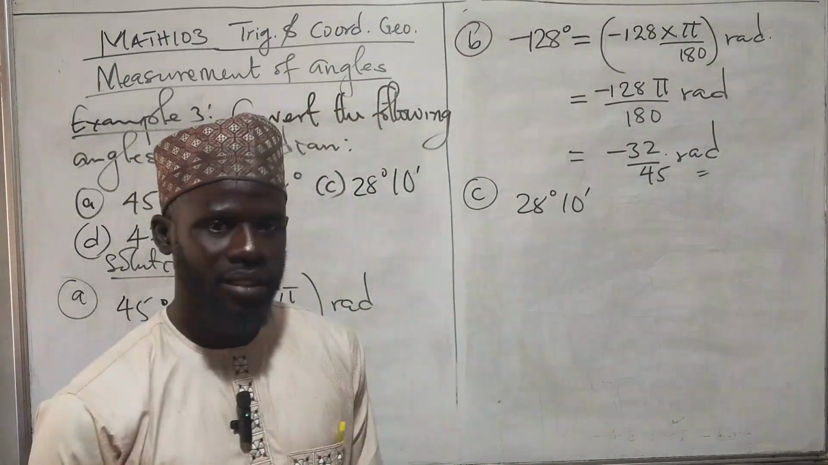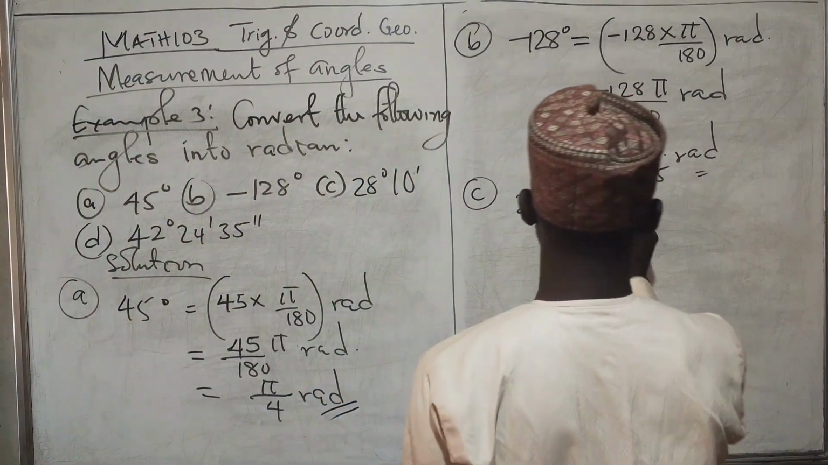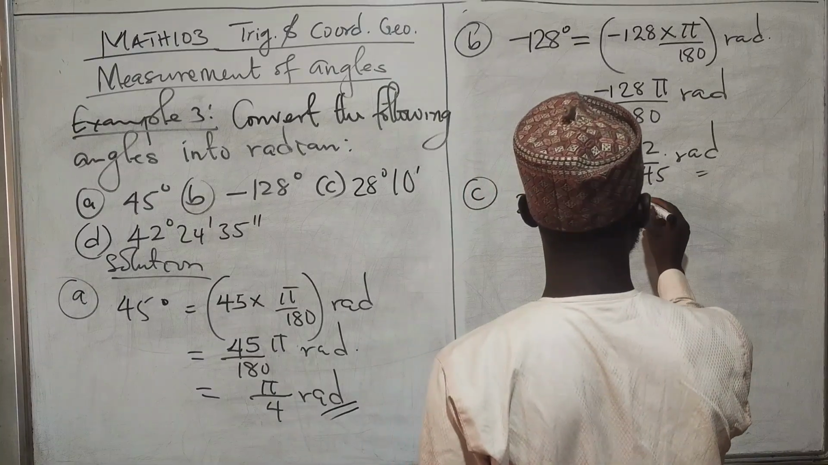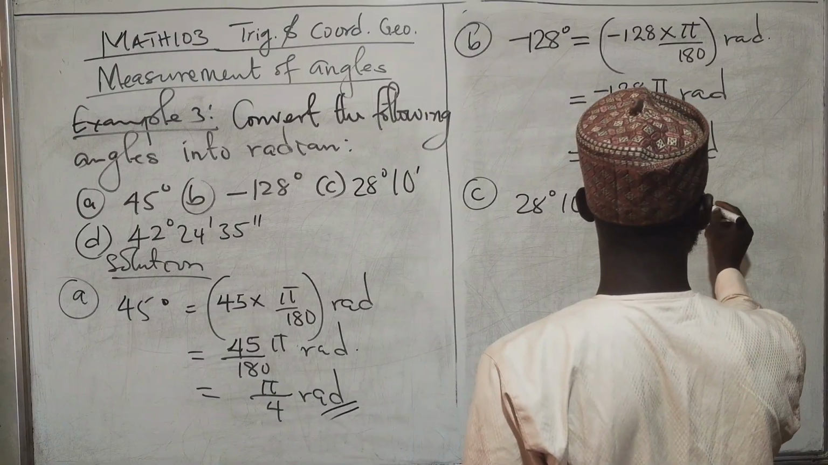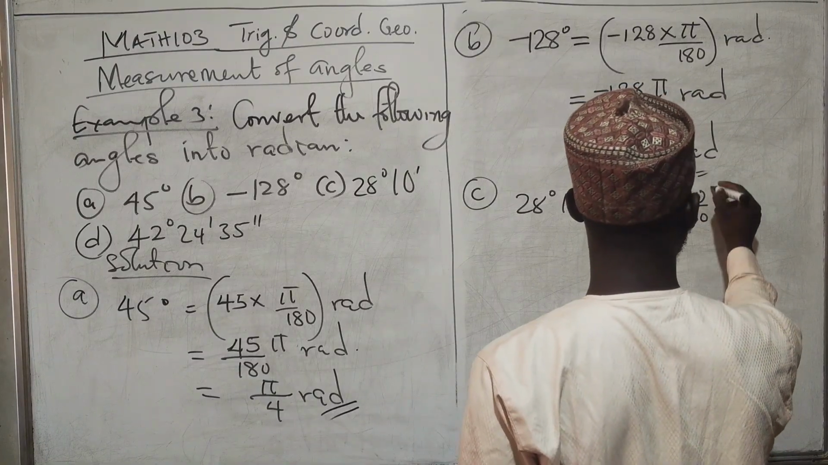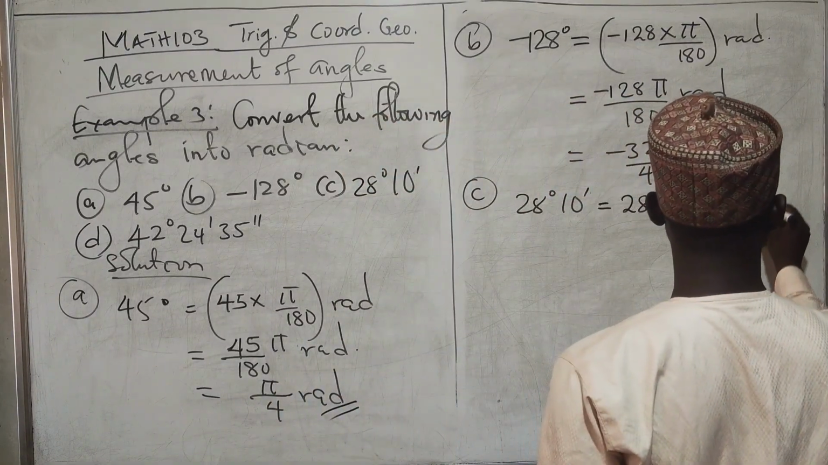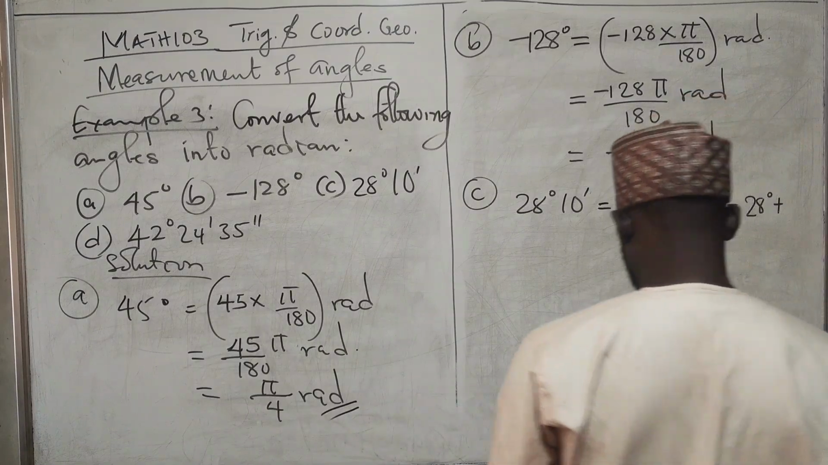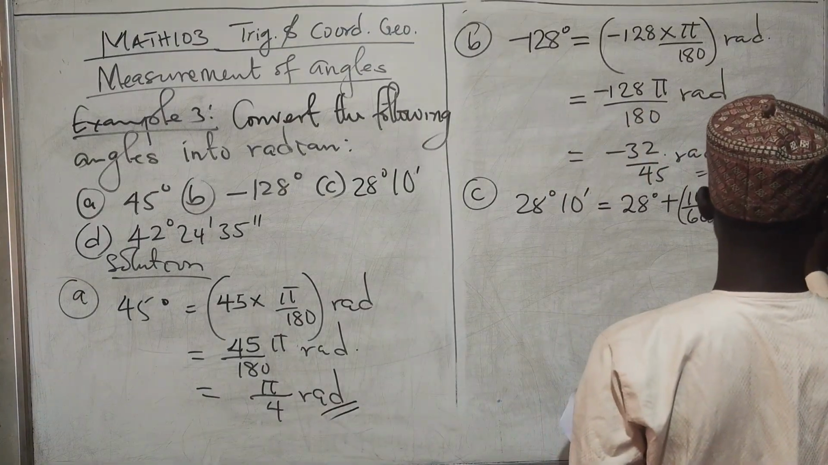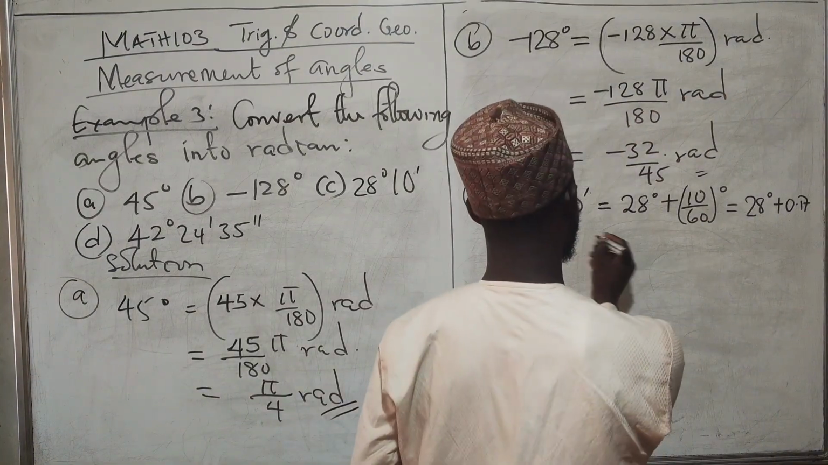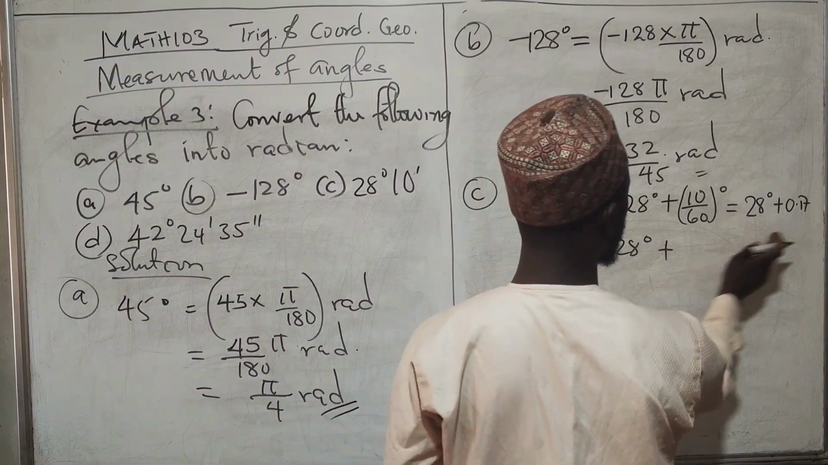to radian measure. So this is equal to 28 degrees plus 10 divided by 60, now in degrees, and then we add up the result. So this is 28 plus 0.17, and this is equal to 28 degrees plus 0.17. So adding 28, this is 28.17 degrees.